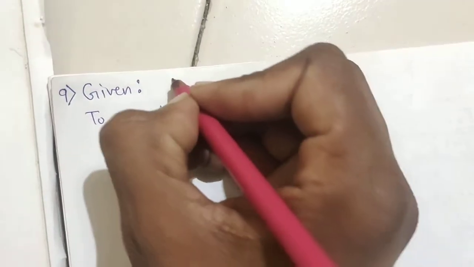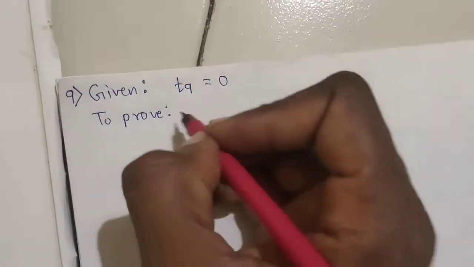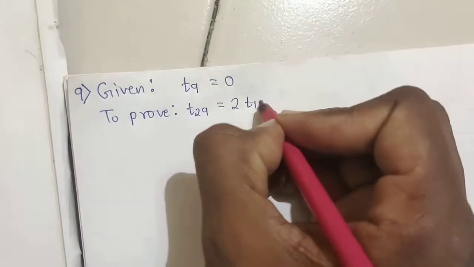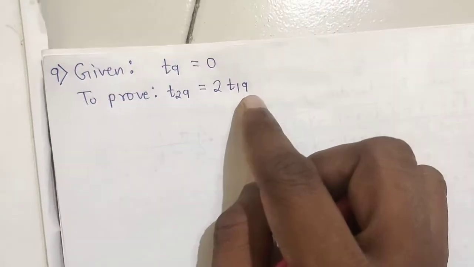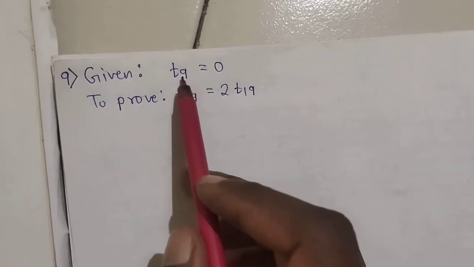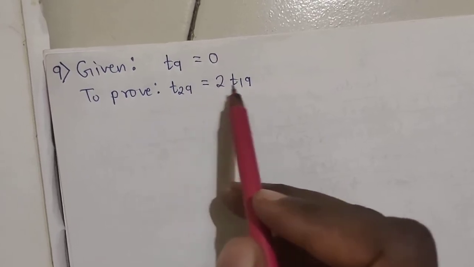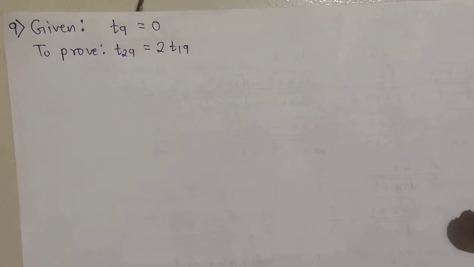So in this case we are given that the ninth term, T9, is 0, and we need to prove that the 29th term is twice the 19th term. T29 is equal to 2 into T19, that we have to prove. So you can see clearly we have to use the Tn formula thrice. First we are going to replace n by 9, then we are going to replace n by 29, and last we are going to replace n by 19. So let us see the proof.